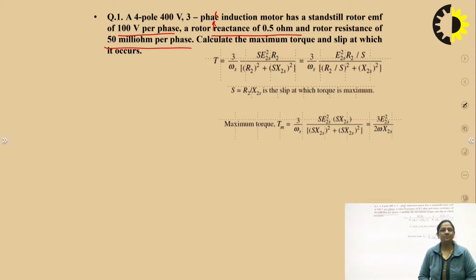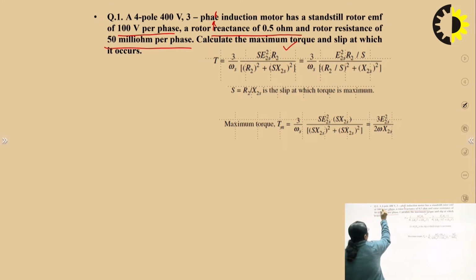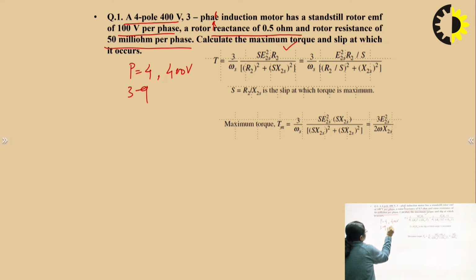So the question is based upon the torque production and maximum torque production in three-phase induction motor. Certain parameters are given to us in the question. So let us start with what is given to us. We are having a 4-pole machine. Number of poles of the machine are 4. Motor is rated for a voltage of 400 volt. It is a 3-phase induction motor, right?